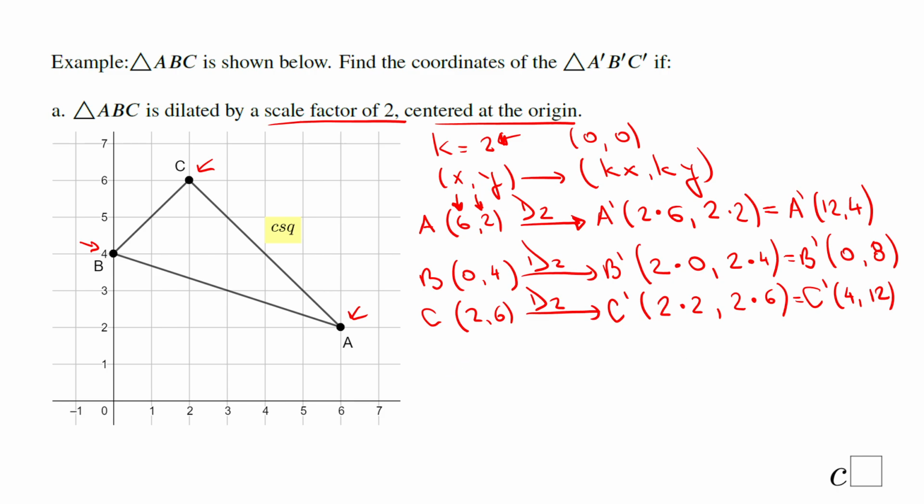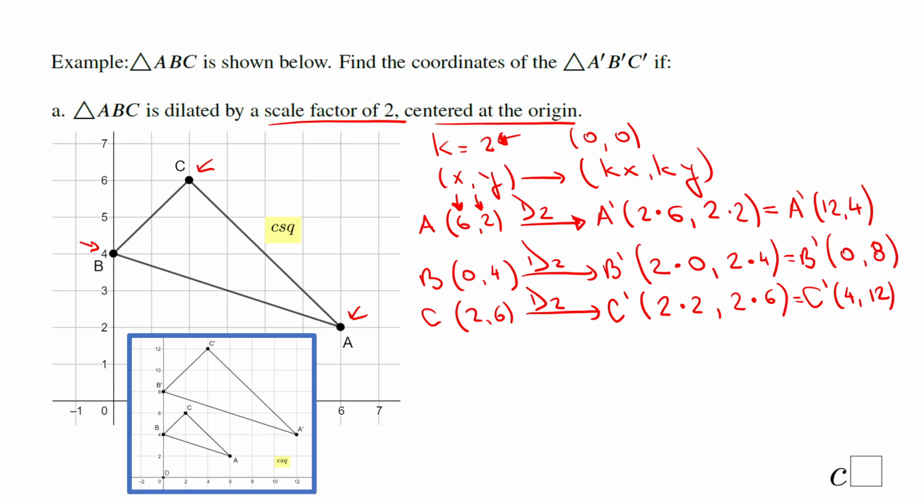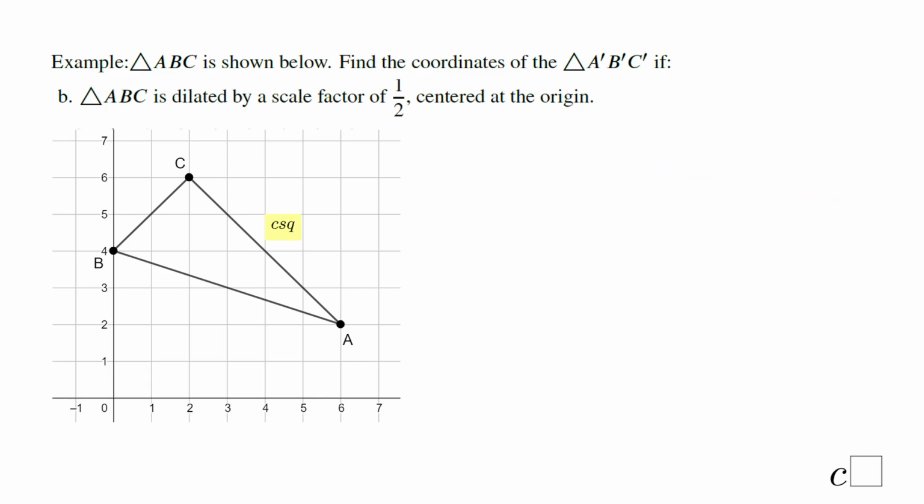You can see also here the graphical approach, and this is the pre-image, and this is the image. Okay. And you notice the coordinates match what I have here. Good. This one is the same triangle, but now dilated by a scale factor of 1/2. Again, still center of the origin.